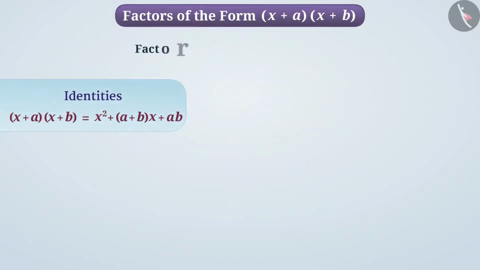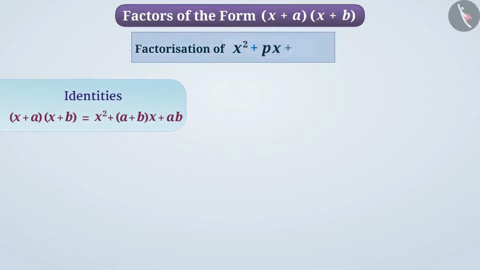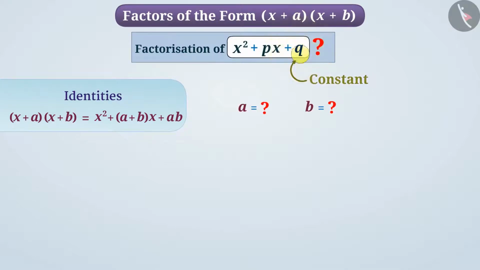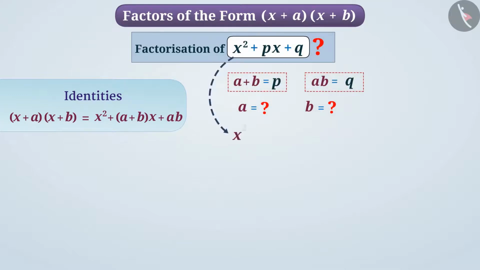Generally, to factorize an expression of the type x square plus px plus q, we find two factors a and b of the constant term q such that ab is equal to q and a plus b is equal to p, using which the expression can be arranged as x square plus (a plus b)x plus ab. It can be written as x square plus ax plus bx plus ab.